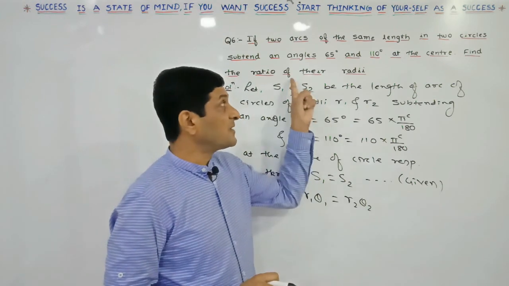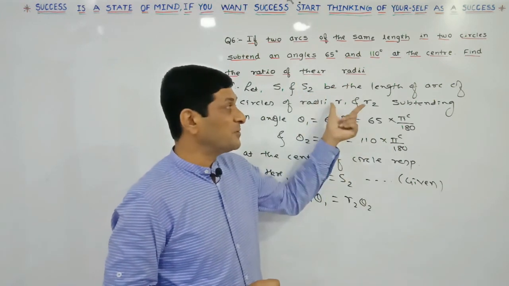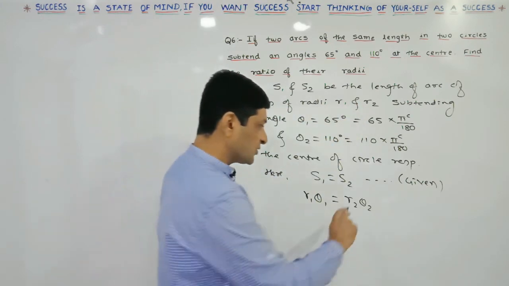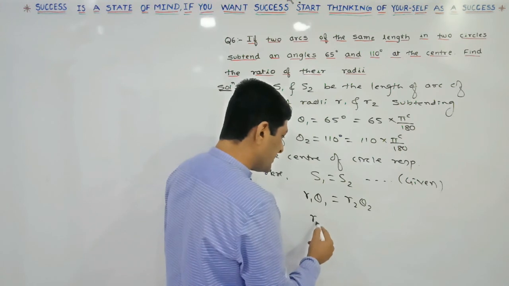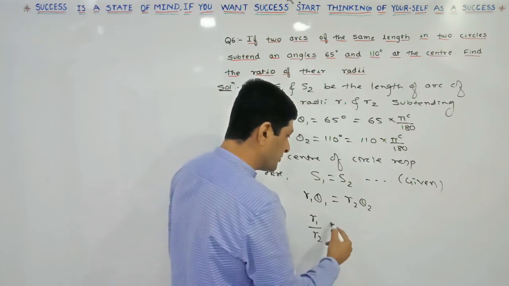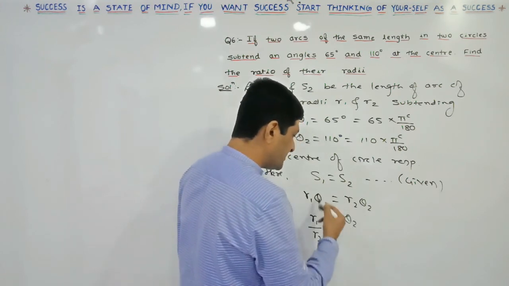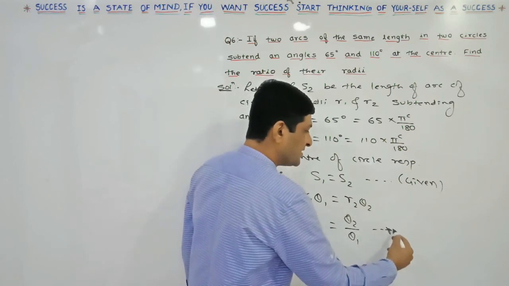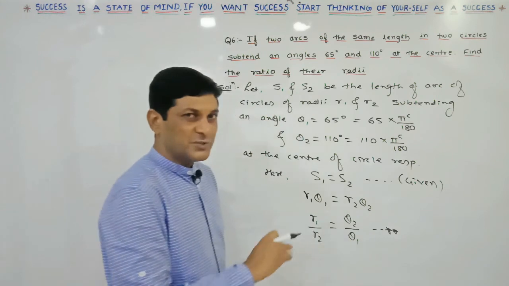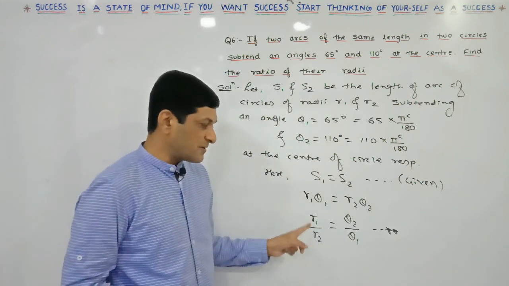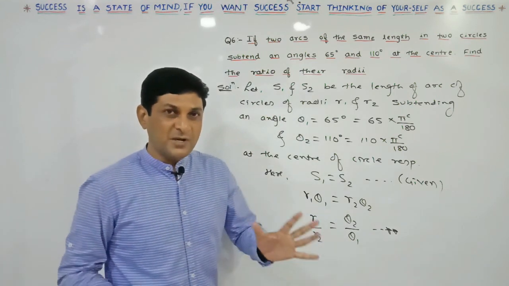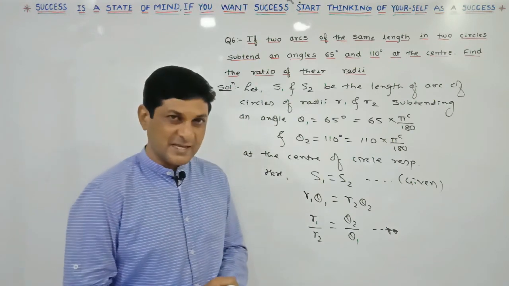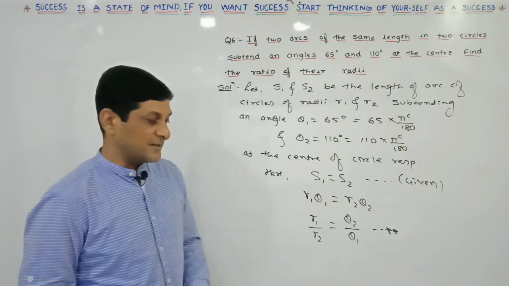The question is to find the ratio of radii. Radii we have denoted by R1 and R2, means we have to find the ratio of R1 and R2. So take R2 on this side, so R1 divided by R2 on this side, theta2 keep as it is, and theta1 will get divided on this side. You have to remember this as one important result which can be used as a shortcut method to find the ratio of radii. We have already seen such an example in the last exercise also, the second exercise. Same result we have got here.